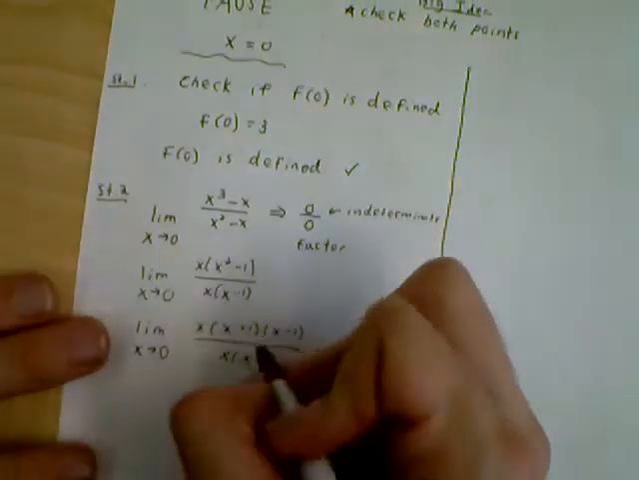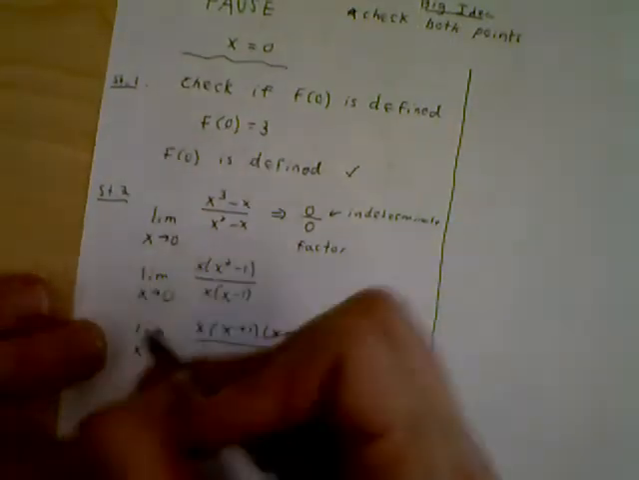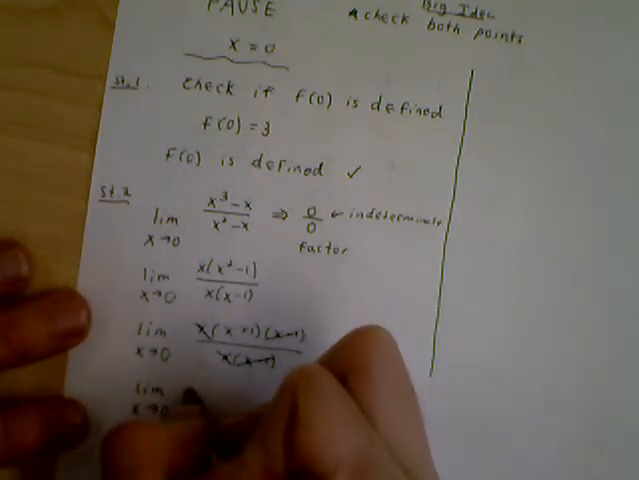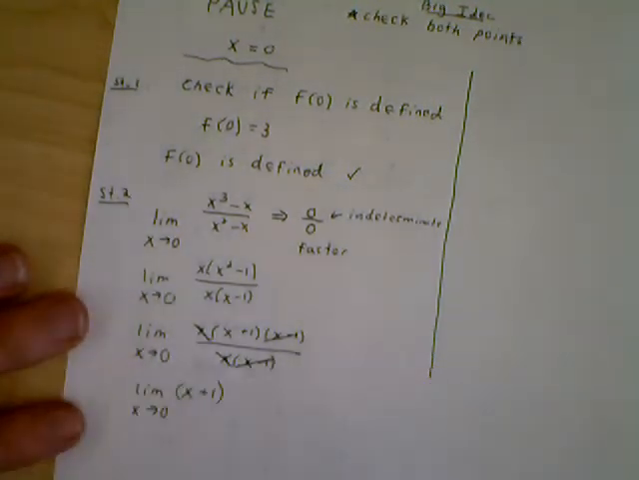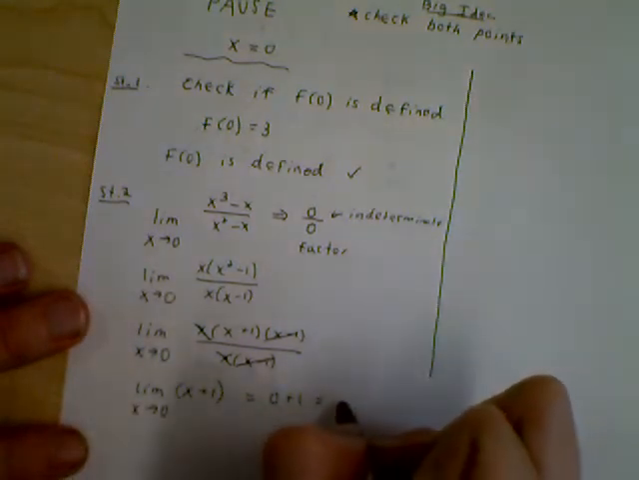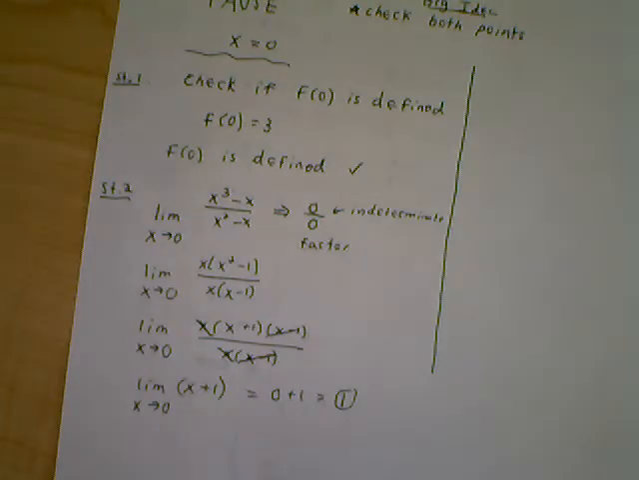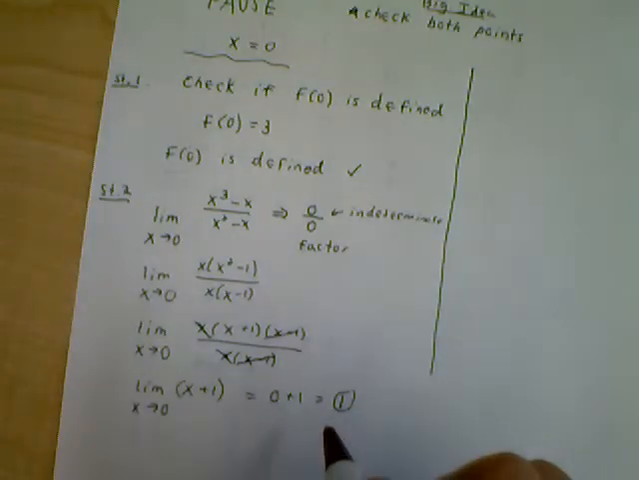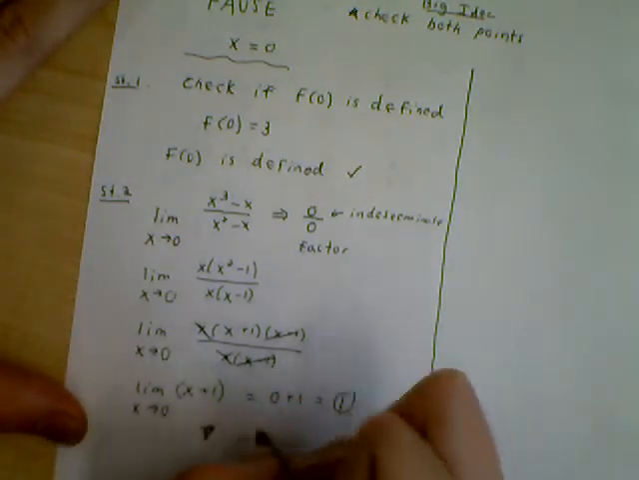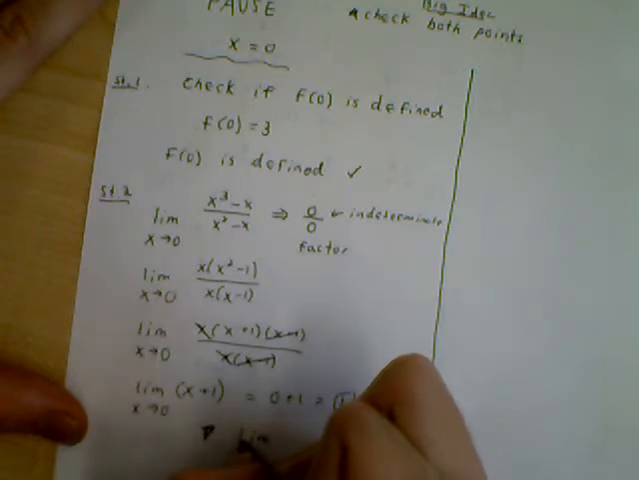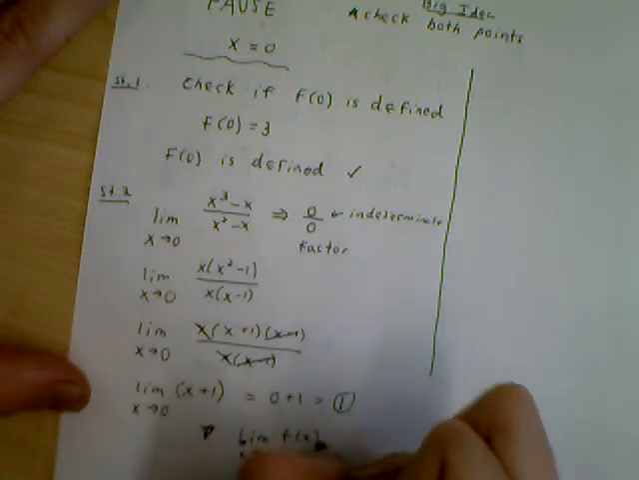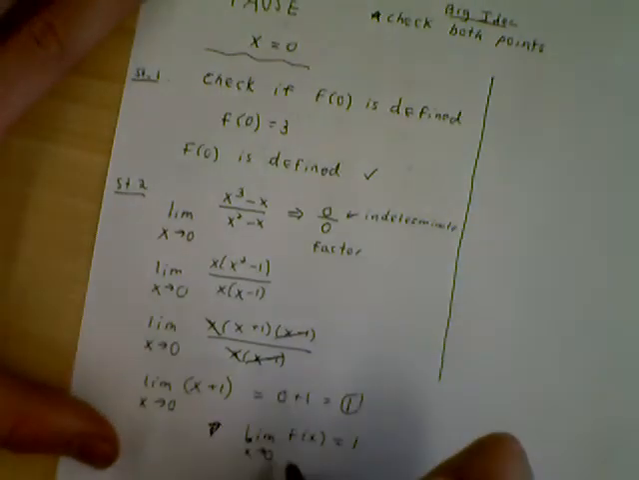All right, well, let's cancel. We were going to remove these discontinuities. I'll remove this discontinuity, and I'm left with the limit as x approaches 0 of x plus 1. Now I can apply direct substitution, and I get 0 plus 1, or 1. All right, so my limit exists. We met criteria 2. So the limit as x approaches 0 of f of x equals 1. So it exists.